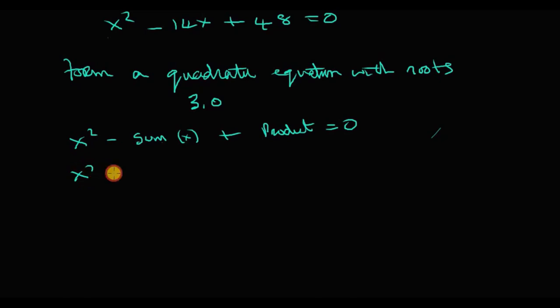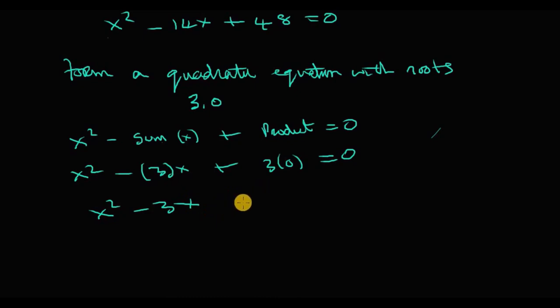So I'm going to get x squared minus, well, the sum is equal to 3 plus 0. That's minus 3x. And then I'm going to get the product. Well, 3 times 0 is equal to 0, and that's equal to 0. We'll clean it up now. x squared minus 3x plus 0, done, is equal to 0. So that's this equation here. You've formed a quadratic equation with these roots here.